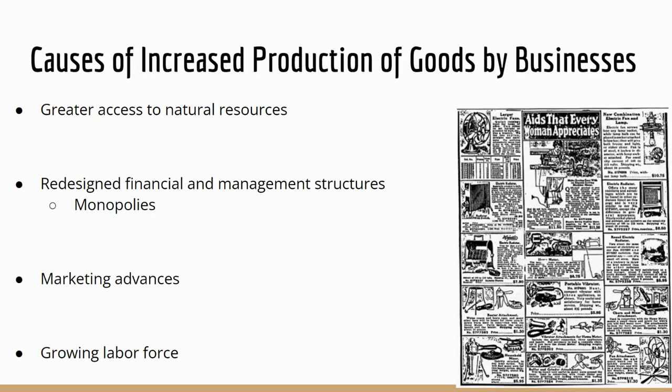Okay, so now we're going to talk about the causes of the increased production of goods by businesses. So, why are businesses able to produce so many more goods? And one of the biggest reasons is the greater access to natural resources. Especially when we think about out west, there's a ton of lumber out west. We've already talked about how there's gold, and there's tons of resources out west. And the railroads are going to allow the rest of the country to access these resources.